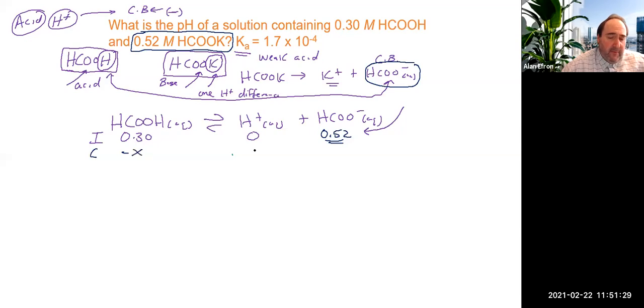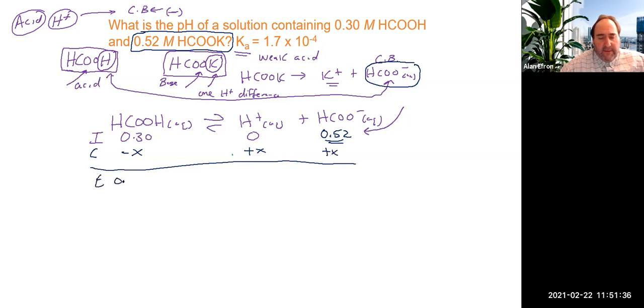The rest of the ice table would be minus x, plus x, plus x, and at equilibrium, 0.3 minus x, x, and x. Now, if you took this approach, you could then go into your Ka. You could solve for x. X would equal the H plus concentration, and then you could go into your pH equation at that point.